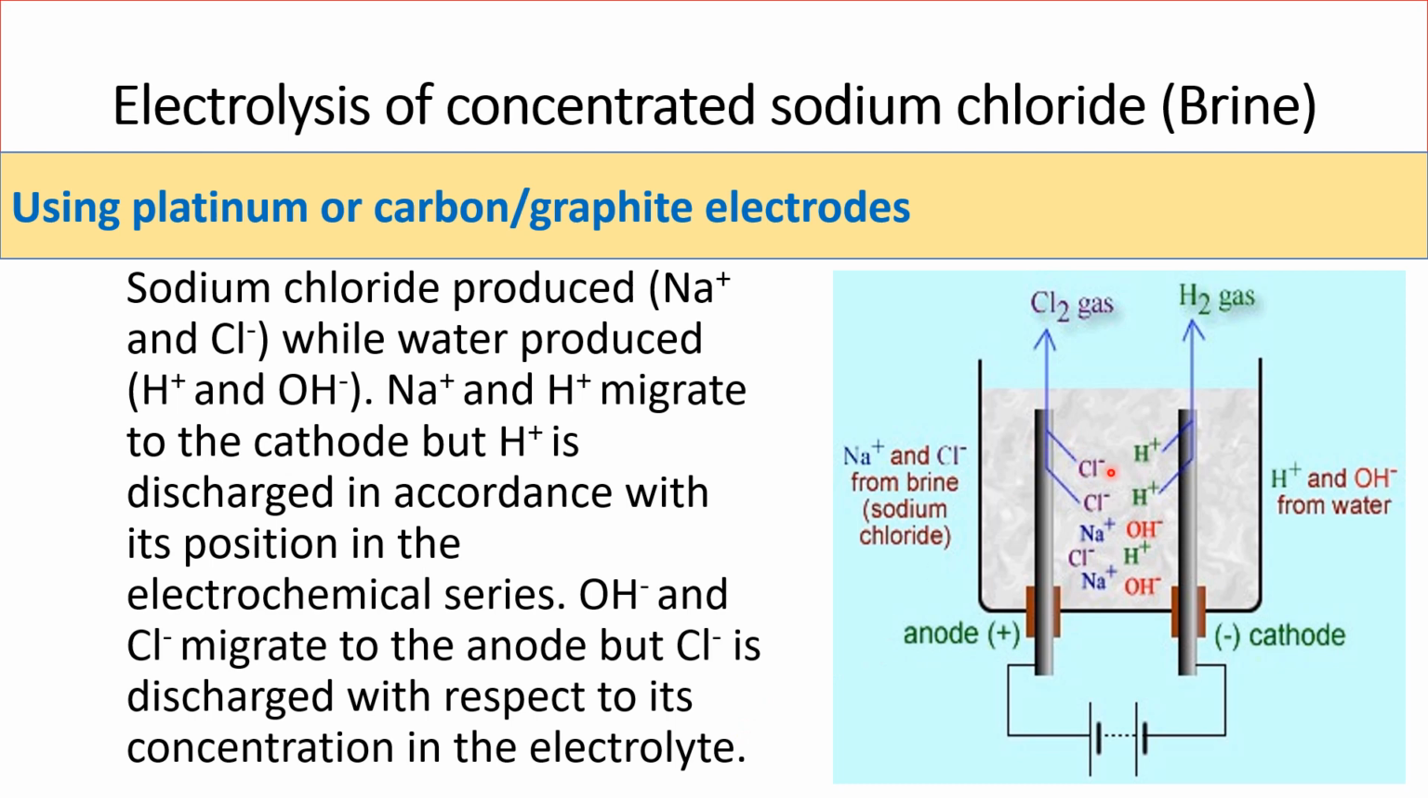So this is what happened. Hydrogen ion is discharged at the cathode and it liberates hydrogen gas. These are the ions produced by water. This is hydrogen ion, this is hydroxide ion. These are the ions produced by sodium chloride, sodium ion and chloride ion. So the chloride ion migrates to the anode, and hydroxide ion also migrates to the anode, but chloride ion is discharged because it's more concentrated and it will liberate chlorine gas.